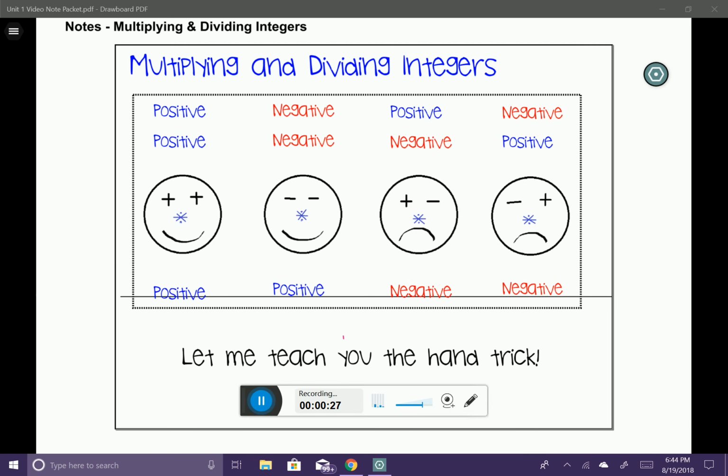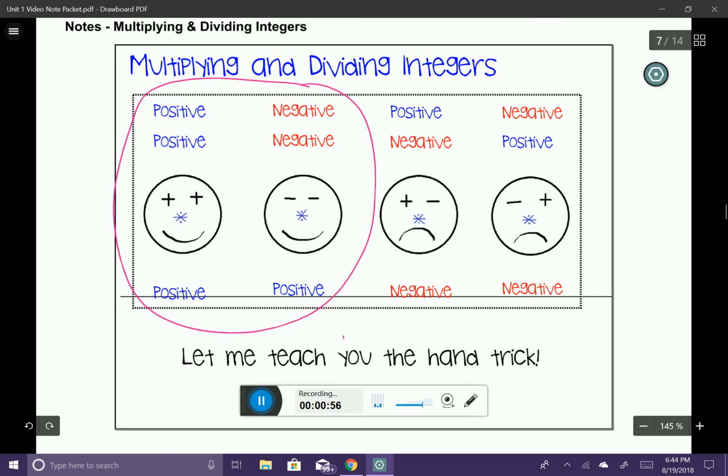So let's go ahead and look at the first smiley face here. Notice how it says on the top, positive and a positive. And then on the bottom, it says positive. What that's saying is that if you multiply or divide a positive number and a positive number, you're going to get a positive number. The second smiley says, a negative number times a negative number is going to give you a positive number.